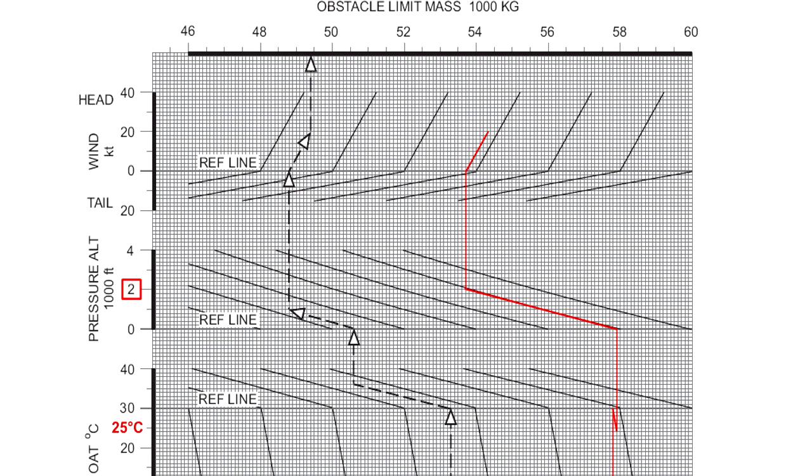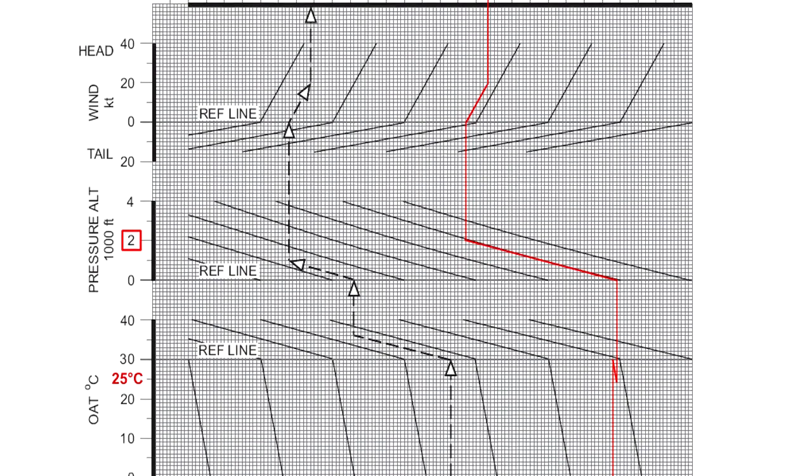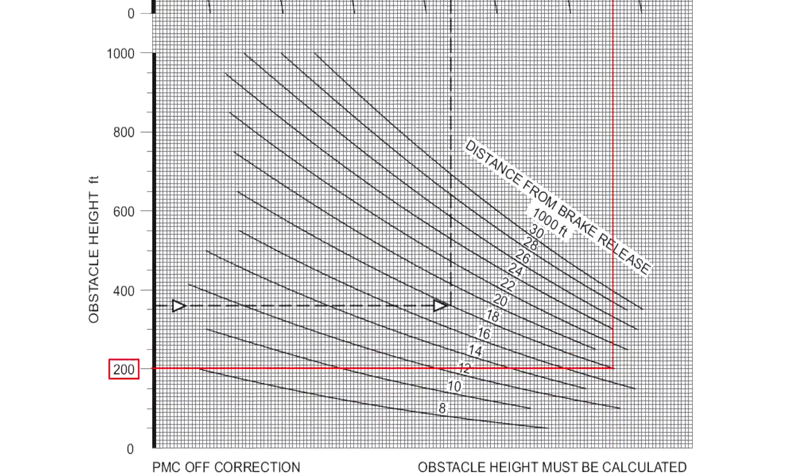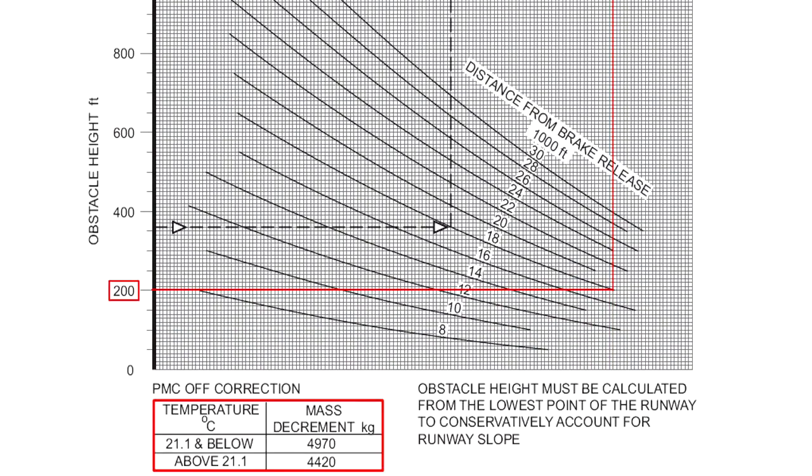Move down and left for tailwinds, or move up and right for headwinds. In our example, we have 20 knots of headwind. Therefore, move up and right until 20 knots, and then move straight up to read off the obstacle limit mass, which, in our example, is 54,300 kilograms. Lastly, ensure there are no corrections to be made. For example, if the power management control system was off, which in our case it isn't.